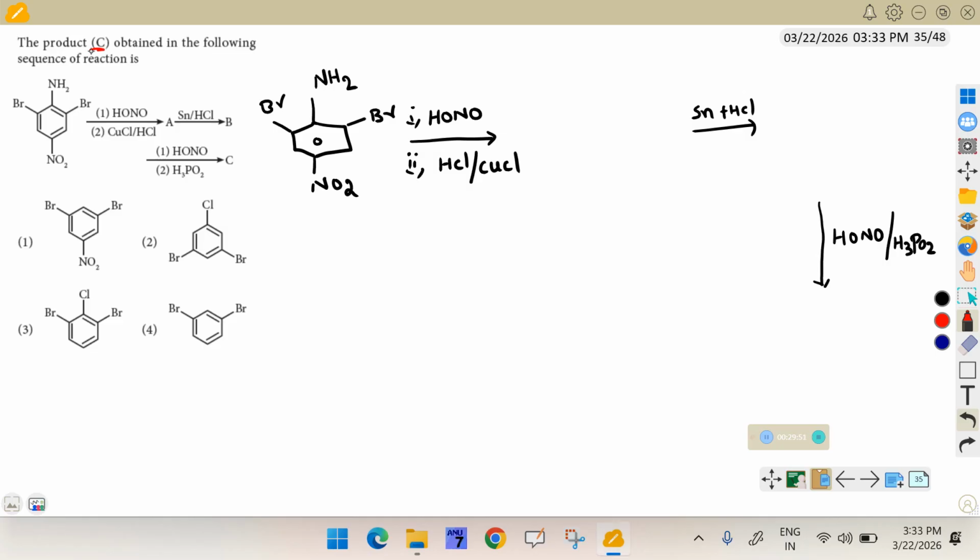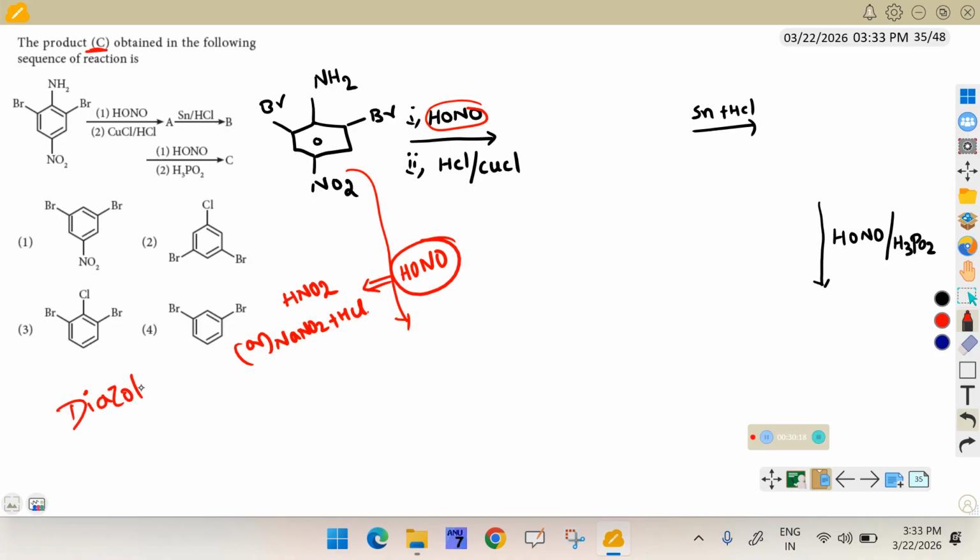Identify the product C. This compound first reacts with HONO, or sometimes this is also given as HNO2, or as NaNO2 plus HCl. Which process takes place? The diazotization process takes place. It is an aromatic amine. Aromatic amines are converted to benzene diazonium chloride, N2+Cl-, with the remaining bromine atoms as they are. Bromine, bromine, bromine.